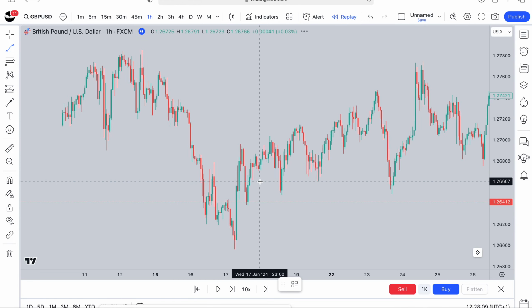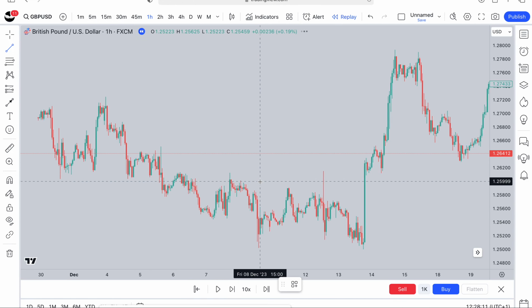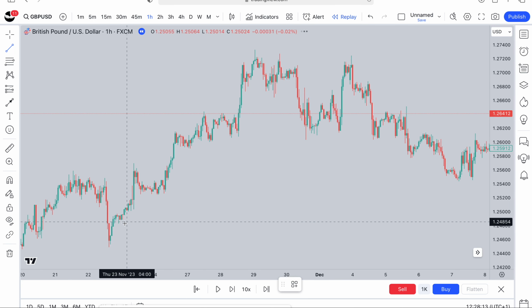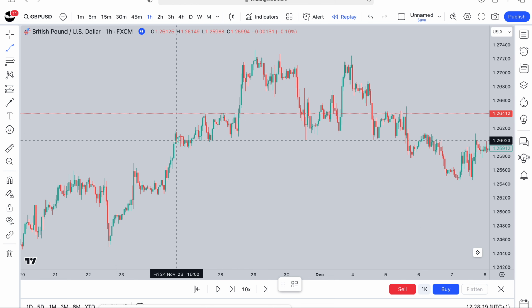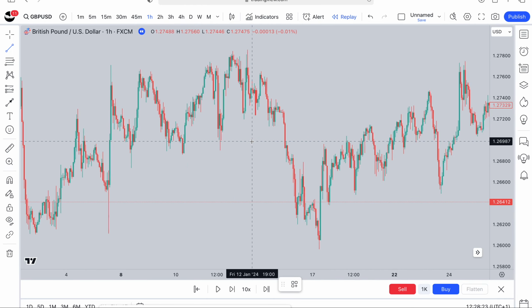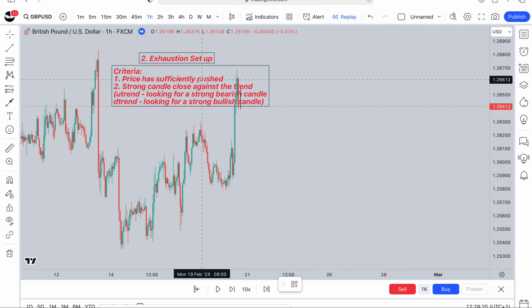No, that's a bad example. Oh, there was all this consolidation mess. Okay, fine, look. Price pushes and it exhausts. You don't see one bearish candle and then boom, a load of green candles. So you are going to get your exhaustion, guys. I promise you this.